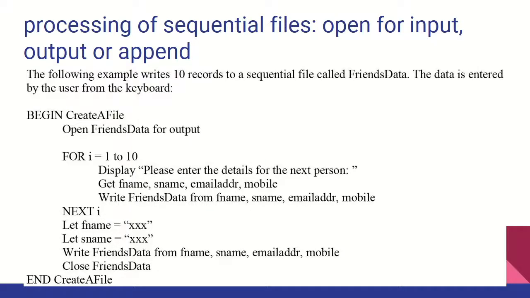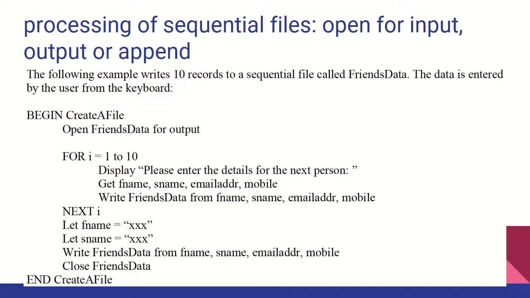Processing of a sequential file: open, input, output, append, etc. The following example writes 10 records to a sequential file called friends data. For I equals 1 to 10, we have a display, which is a prompt: please enter details for the next person. First name, comma, surname, comma, email address, comma, mobile. Really important there that you have a comma between each value so that the program knows comma separation means a new field in the record. Next I, let first name equal XXX or surname equal XXX. Write this data and close.